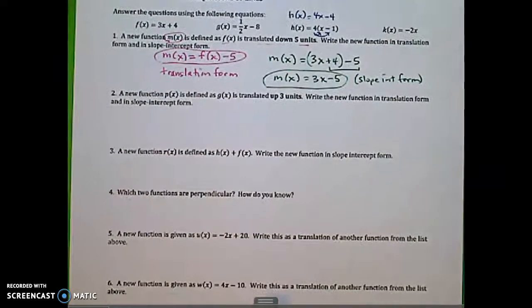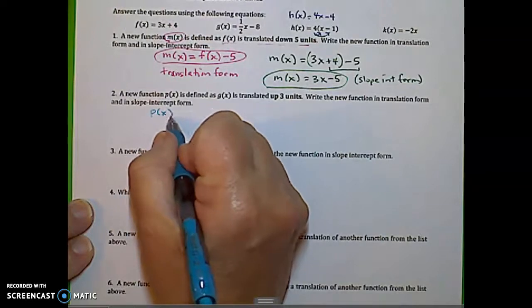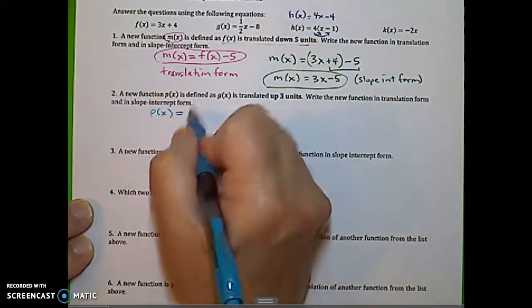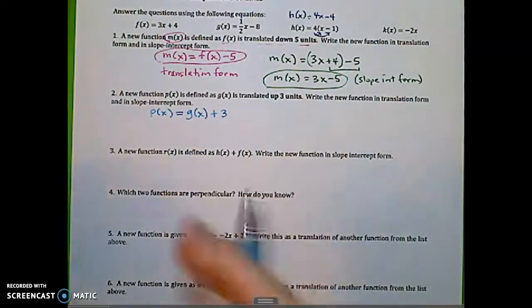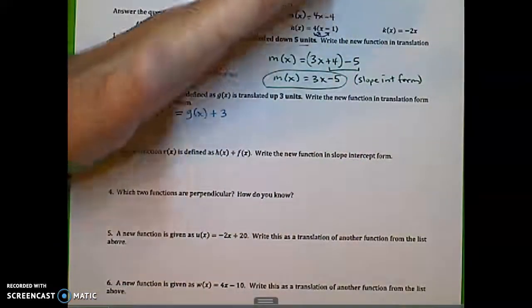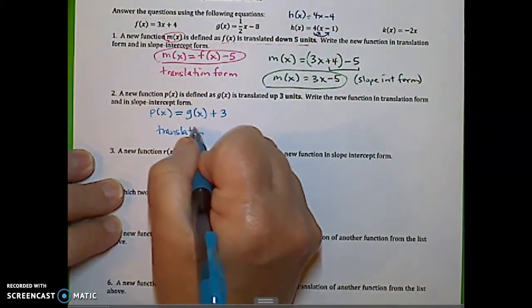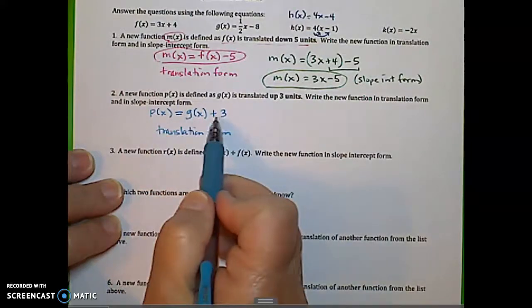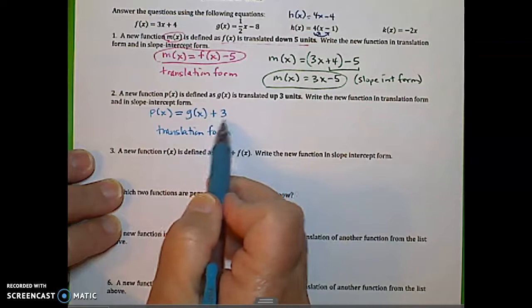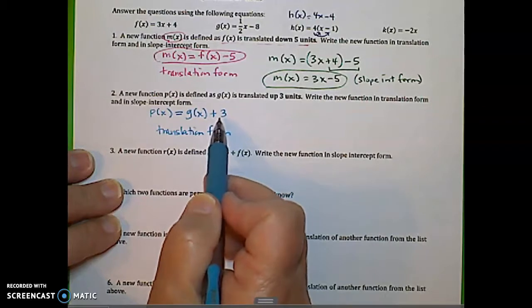Okay, next one. We have another new function, p of x. It is defined as g of x translated up by 3. So p of x equals g of x. You start at g of x and then add 3 everywhere. So it's like g of x, a line, and then you're going to move it up by 3. This is translation form, and translation form is very easy to write. It's just two functions equal to each other plus whatever the translation is. And if we don't know how much it's translated, we would put a k there. Sometimes you're asked to figure out what k is equal to.